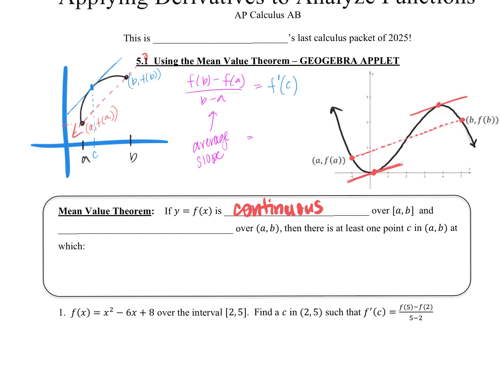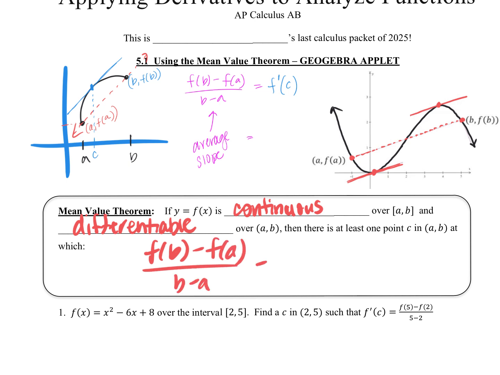And then it's got to be differentiable from A to B, not including the endpoints, because I can't have a slope at a point, like at an endpoint. Then there's at least 1 point C within that interval from A to B. We said C was within A to B, and this is where we're just going to put that definition, where my average rate of change equals the derivative at some C value.